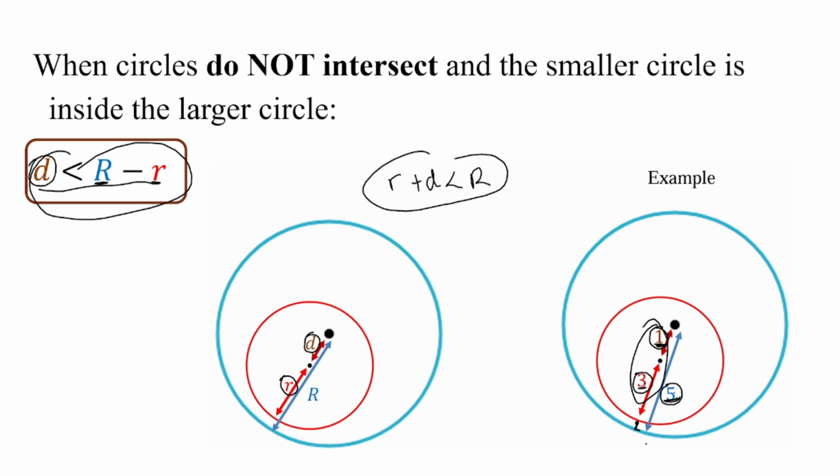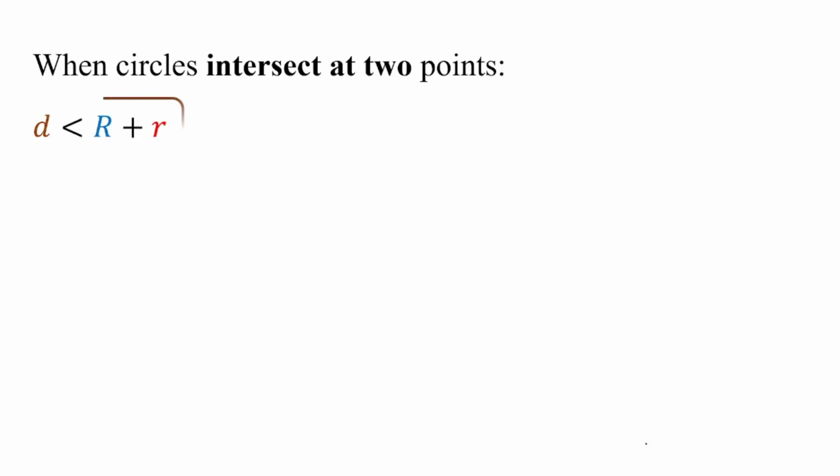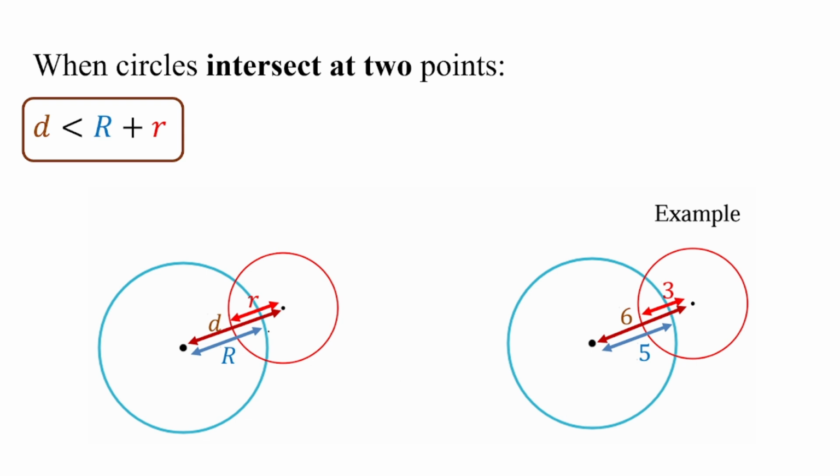And then the last situation is that we have the circles intersecting at 2 points, like overlapping. When they are overlapping like this, we say that the distance between the two centers is less than the sum of the larger radius and the smaller radius. If we add these two, we'll get an answer which is bigger than the distance between the centers because these circles are actually overlapping. So the distance between the centers is sort of what?